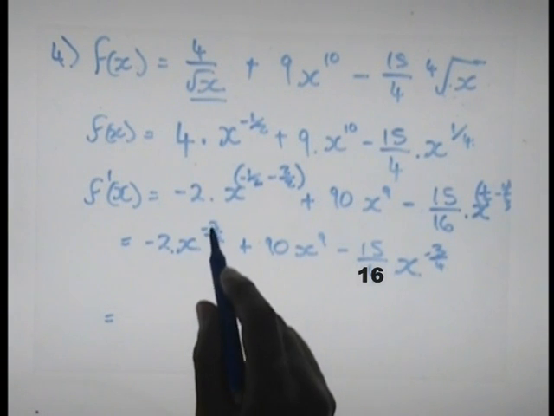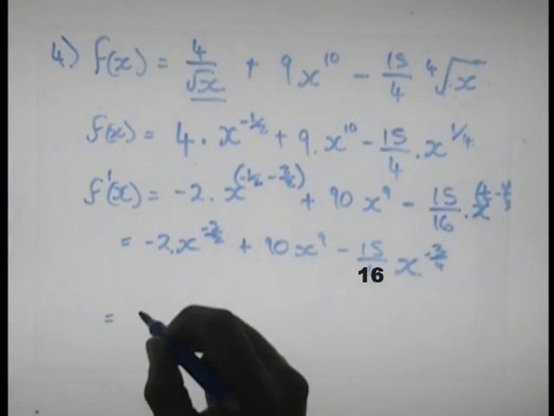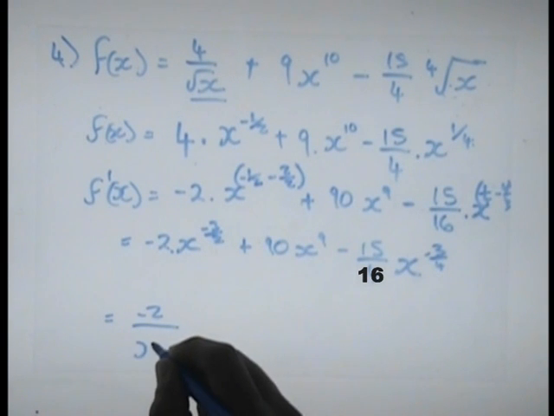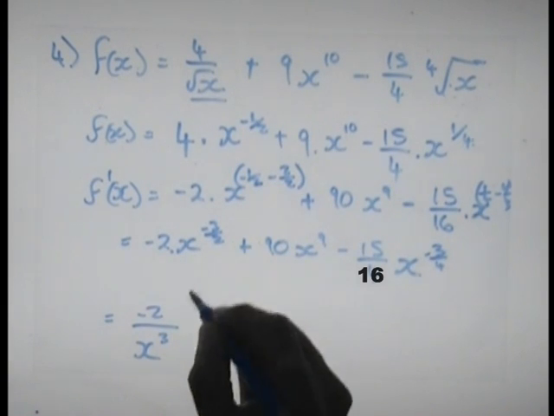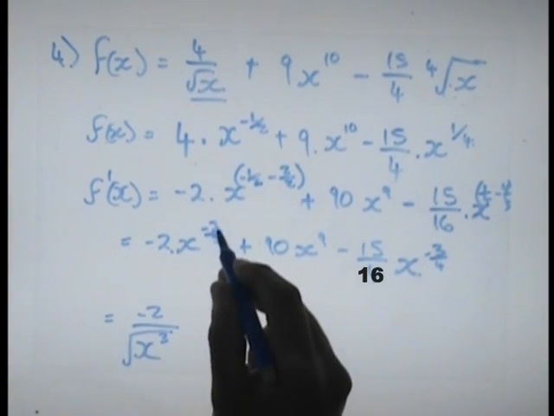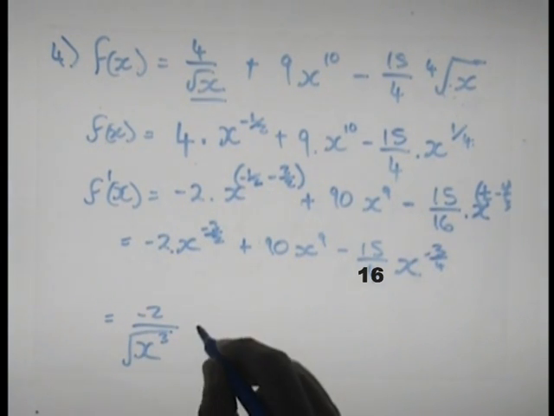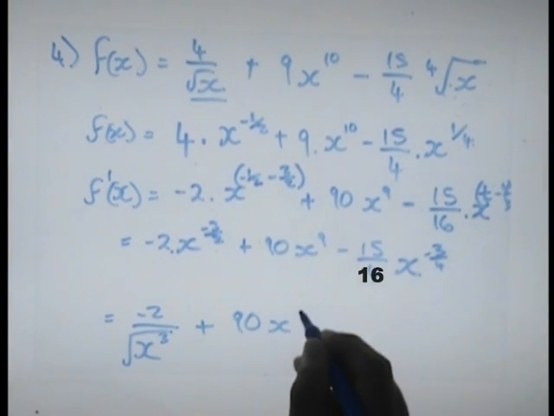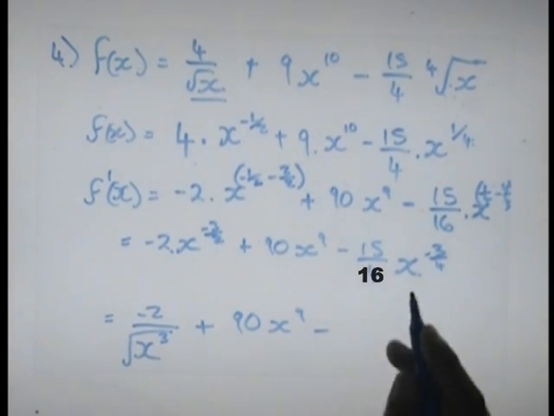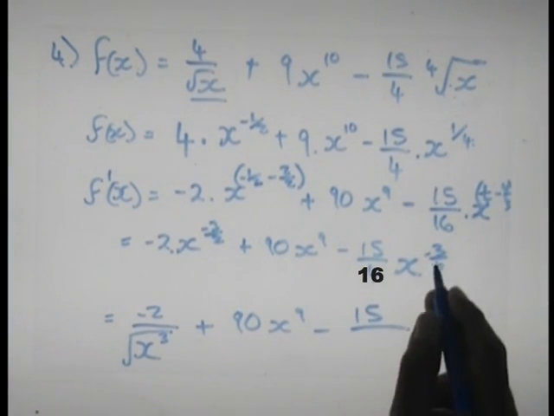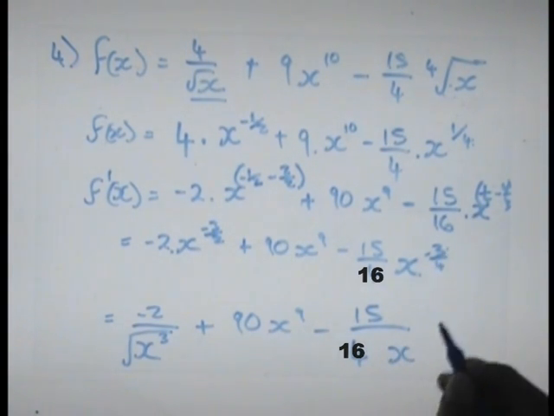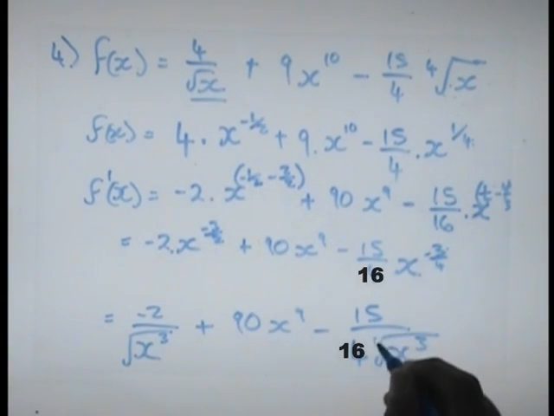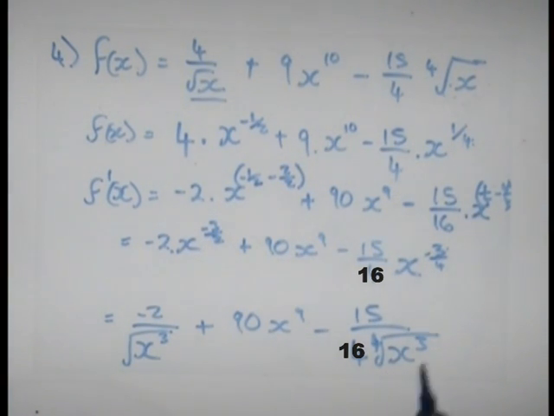That's going to equal, negative exponent, so I take it to the bottom, so it'll be negative 2 over x to the power 3. It's now positive, but square root of, because it's negative 3 over 2, plus 90 x to the power 9, that can stay as is, minus 15 over, again I take the x to the bottom, 4 multiplied by x to the power 3, and I'm looking for the fourth root of that. So it's 15 over 4, fourth root of x cubed.